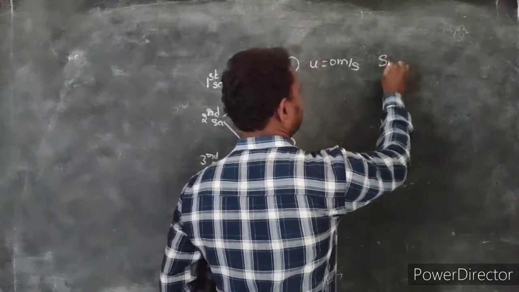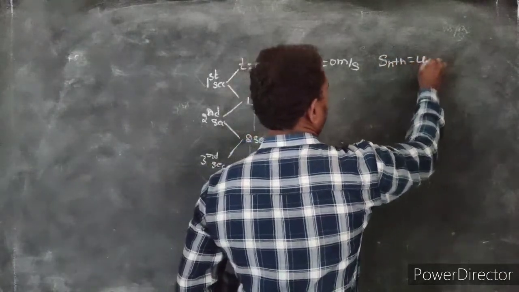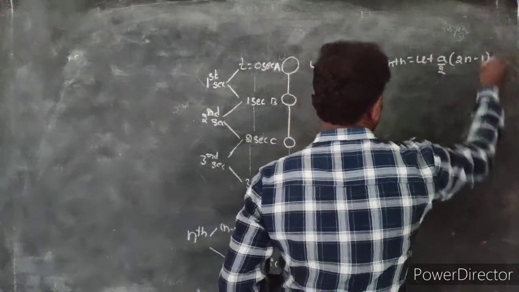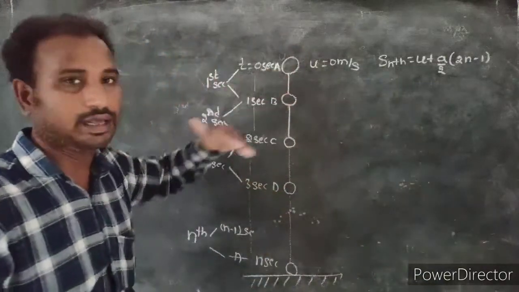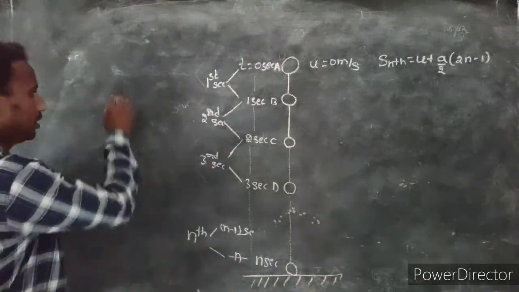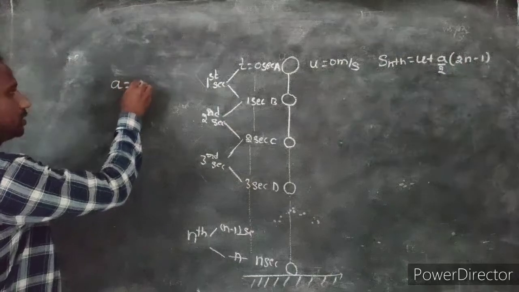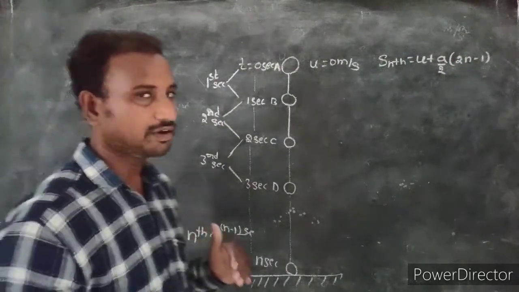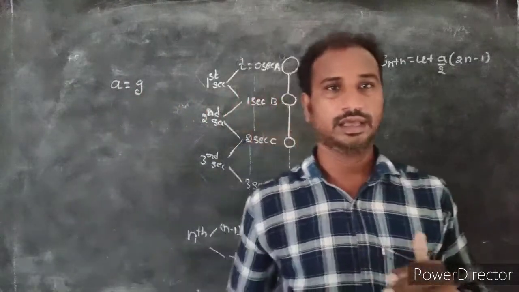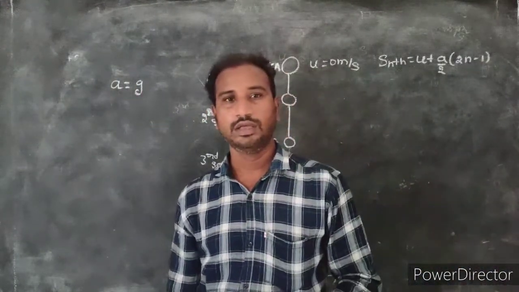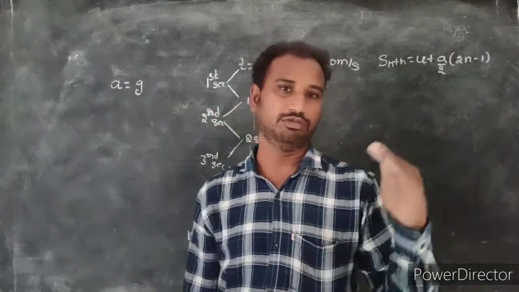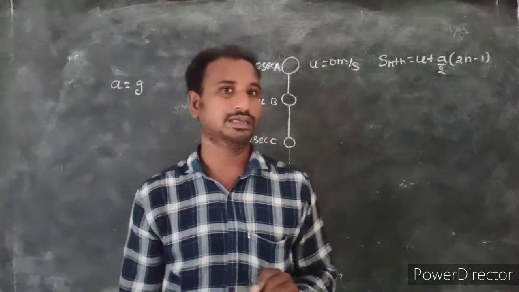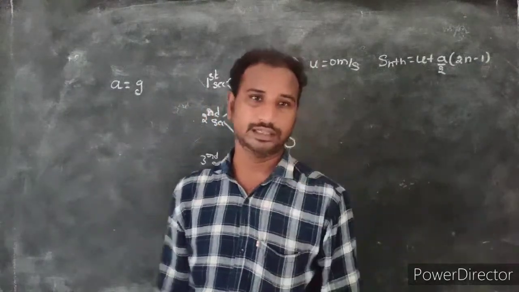For you, Snth equal to u plus a by 2 into 2n minus 1. Your body releases in vertically downward direction. Yes or no? Here identify that acceleration is also called acceleration due to gravity. So here the sign convention for acceleration due to gravity is plus. What is the reason? Here the velocity of a body is gradually increasing in vertically downward direction. The rate of increasing velocity is positive acceleration.